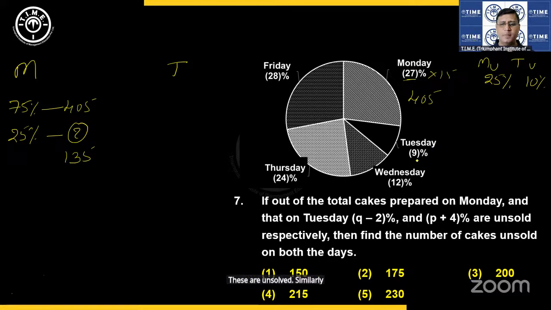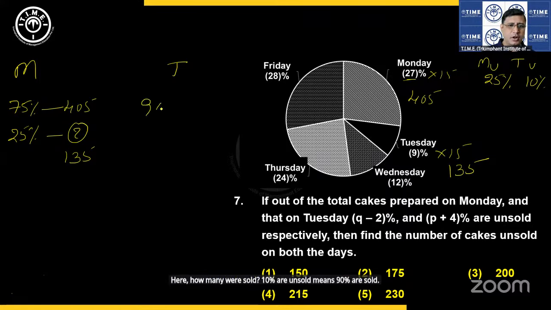Similarly, on Tuesday, 9%. 9 into 15, that is 135. What is this 135? The number of cakes that were sold. Here, 10% are unsold, means 90% are sold. So 90% value is equal to 135. Then find out the 10% value.